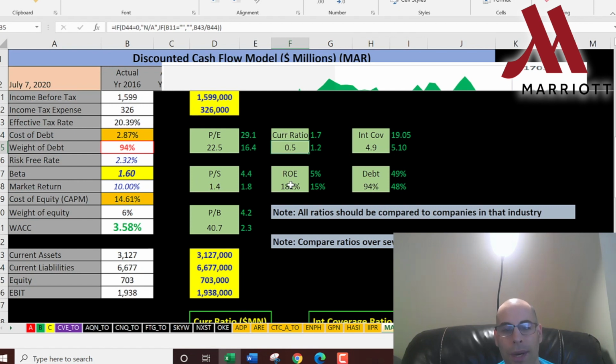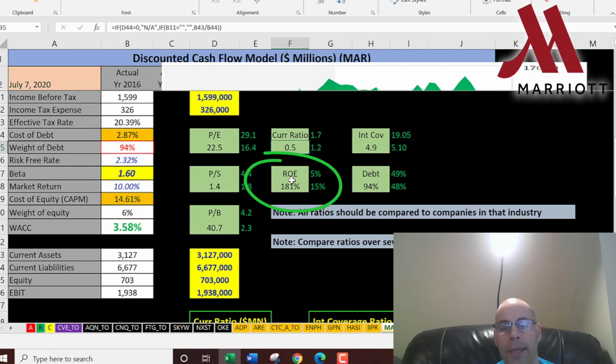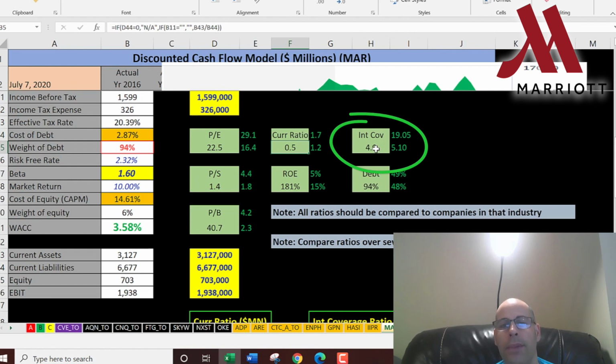ROE of 181%, that's net income over equity. That's a great ROE. It's mainly because they have such a low equity number because they have so much debt. It makes the ROE look great. Interest coverage ratio, that's good. They can cover their interest almost 5 times.